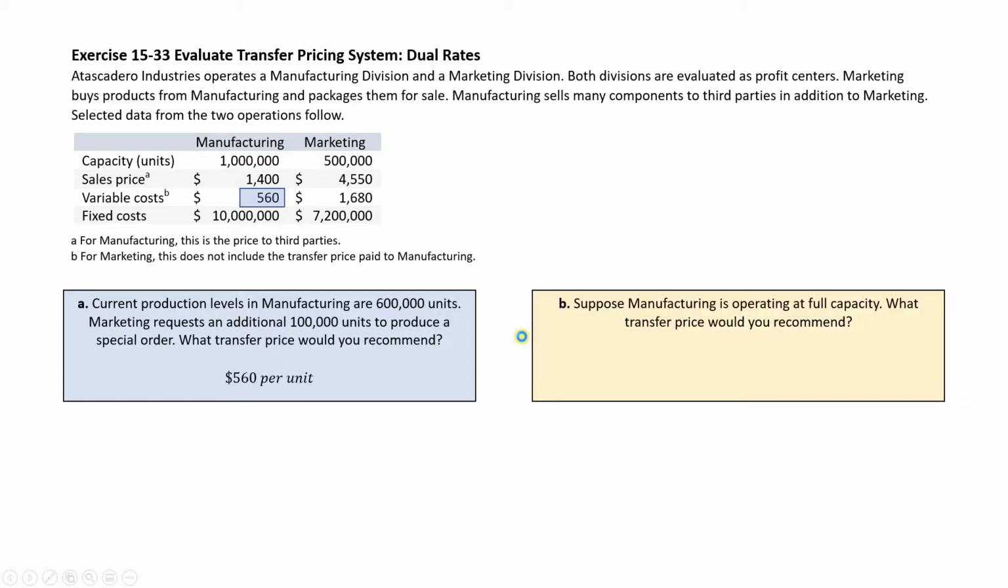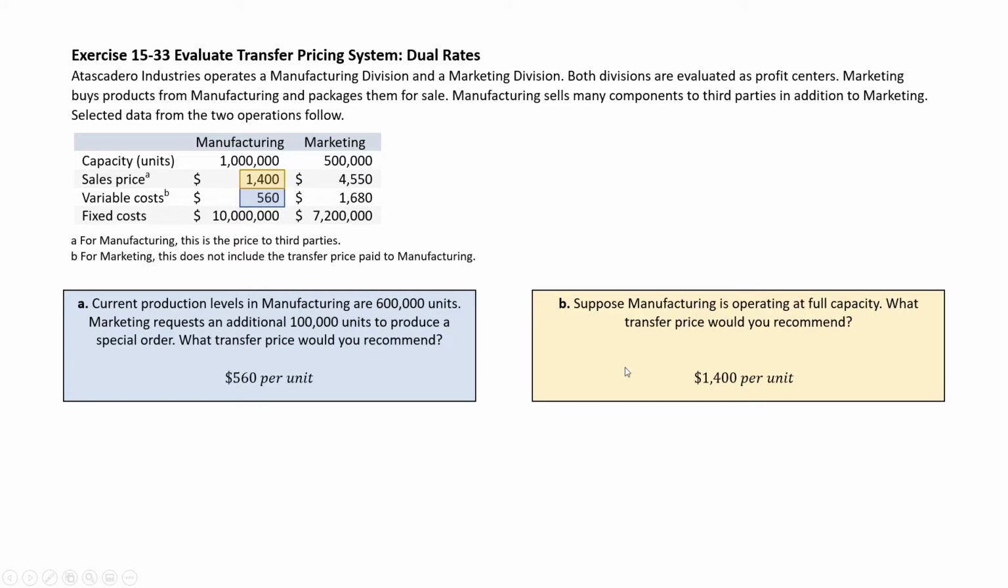But we're also going to address a second situation in B. Let's assume that manufacturing is already at capacity. So let's say they're already at 1 million and marketing comes and knocks on their door and says, hey, I want 100,000 units. That would take them definitely above capacity. That changes our transfer price from the variable cost to the selling price for the third party, which is $1,400.